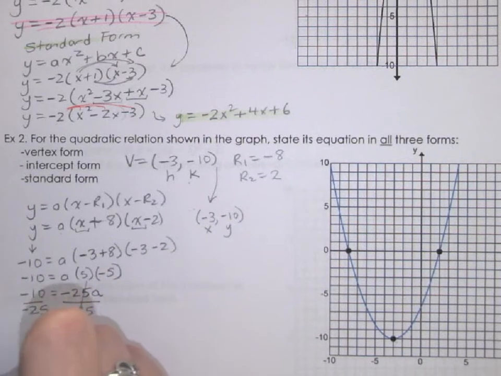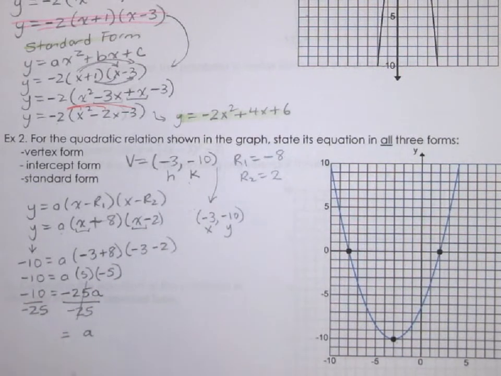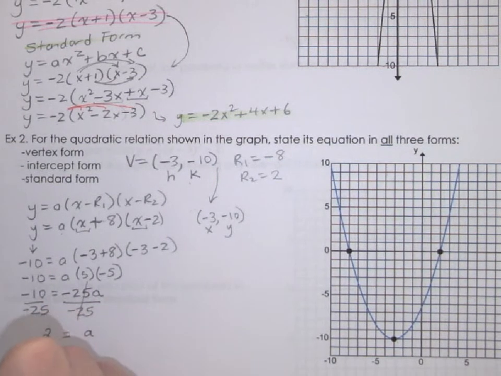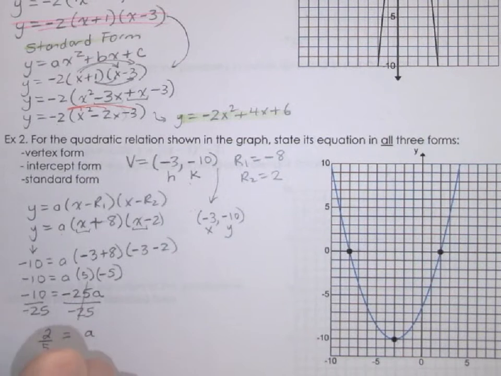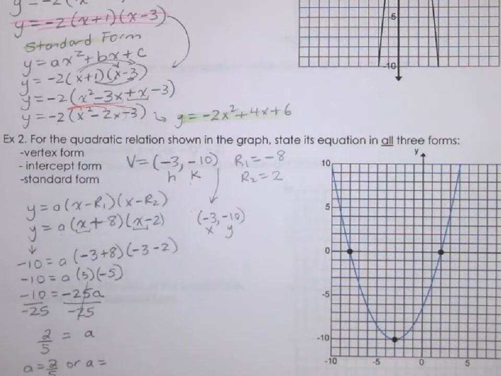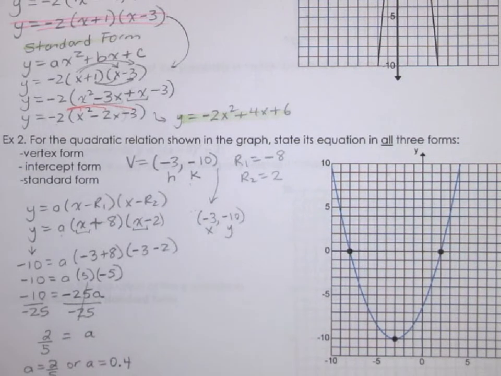So we're going to end up getting a is, so here's a fraction. You could change it to a decimal if you want. You could also leave it as a fraction in lowest terms. You should know that a negative divided by a negative is a positive. And if I divide the top by 5, I get 2, and if I divide the bottom by 5, I get 5. So a is 2/5. You could either have a is 2/5, or you could say a is 0.4, since 2 divided by 5 is 0.4. All right, so there's your a value.